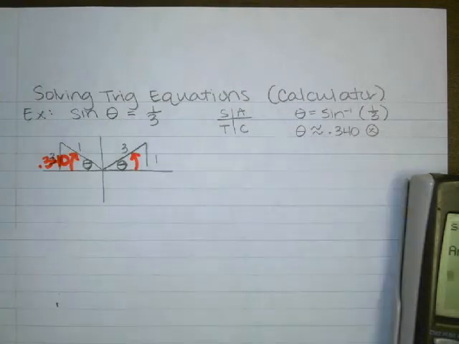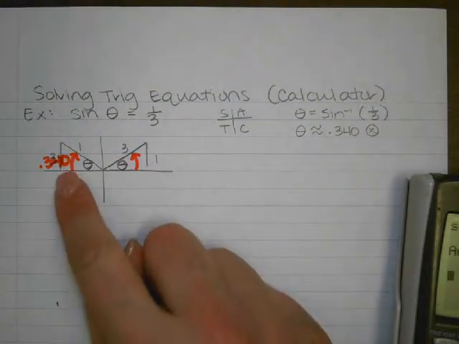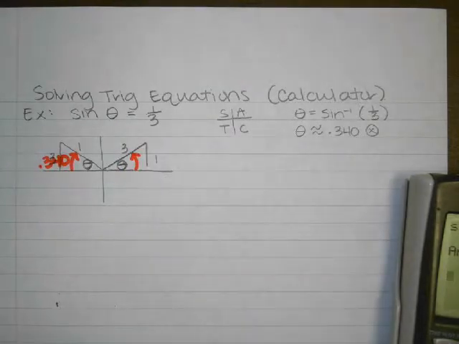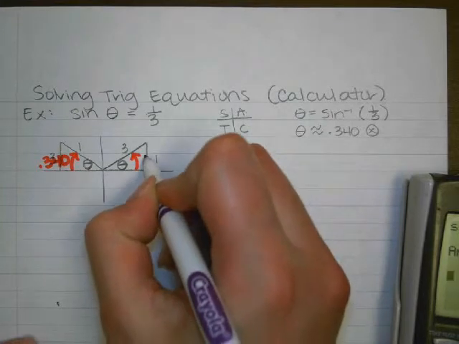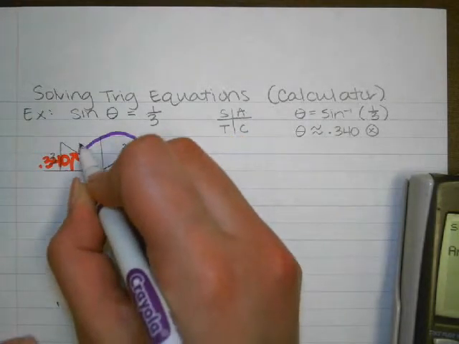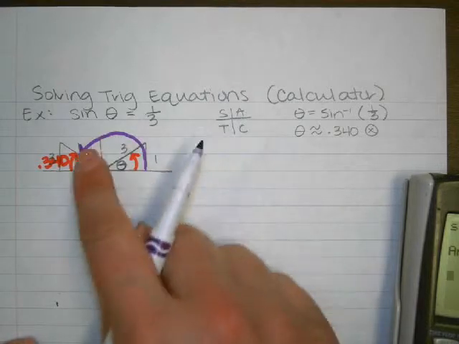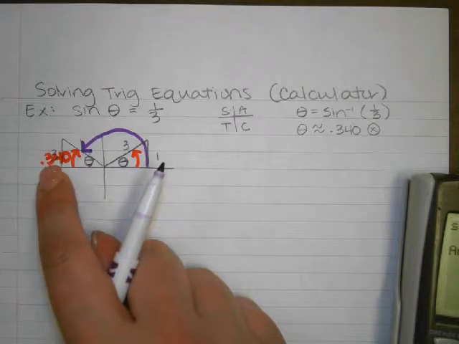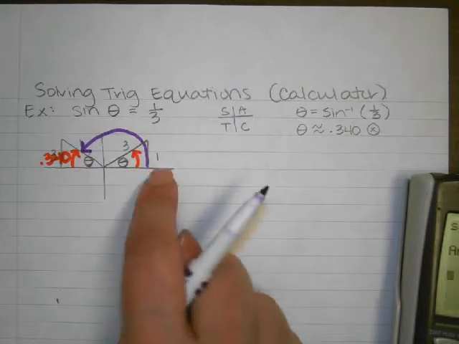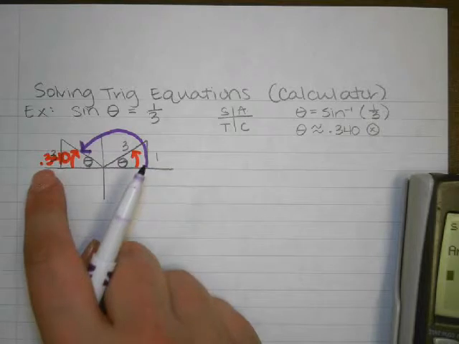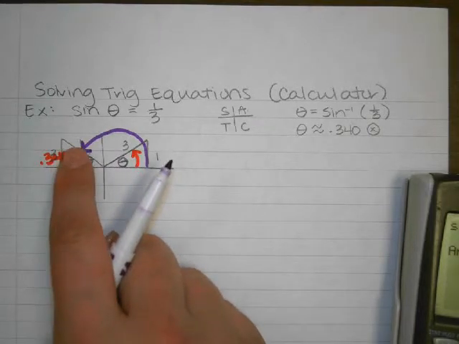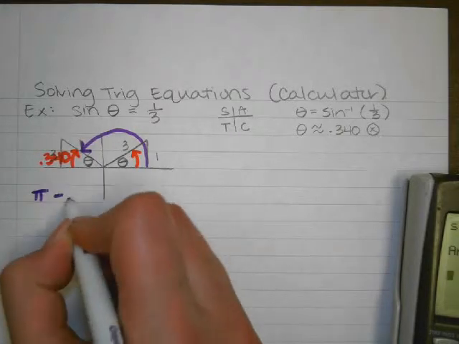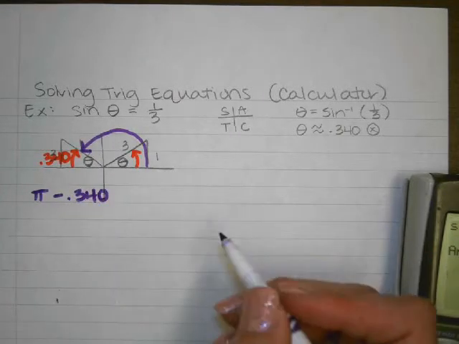0.340. So if we measured angles from the negative x-axis up, then we'd be good. We'd have both of those answers, but we don't. We measure this second angle like this, because we always measure angles from the positive x-axis. So that means that to get my second answer, I want to do all of pi, so this whole thing, all of pi minus 0.340, and then that would give me my answer. So I'm going to say pi minus 0.340 is what gives me my answer.